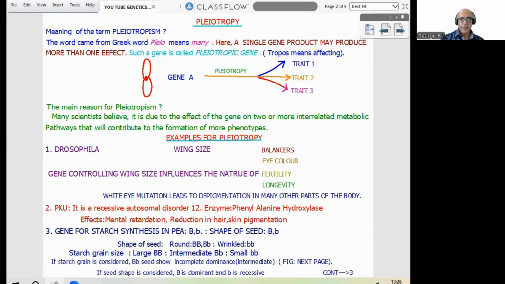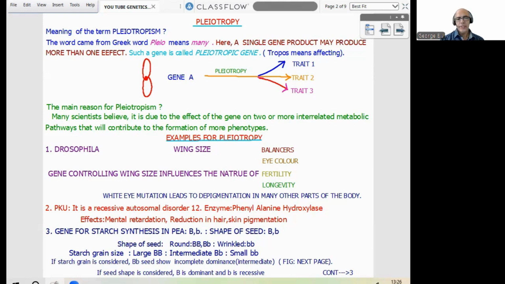Now there is a famous disease specific to humans, PKU, phenylketonuria. We have to learn it in disorders. It is an autosomal recessive disorder, on chromosome number 12. The enzyme involved is phenylalanine hydroxylase. Details we will study later. One effect is mental retardation. Another effect is reduction in hair and skin pigmentation. Single gene, more than one effect.